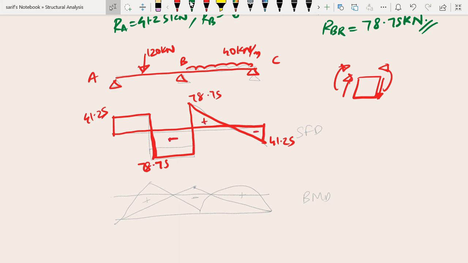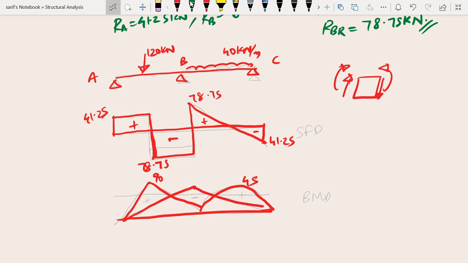Similarly, to draw the bending moment diagram, this is the simply supported bending moment diagram. The magnitude here is 90, and the magnitude here is 45. We will superpose that with the support bending moment diagram. So this is the bending moment diagram and this is the shear force diagram.